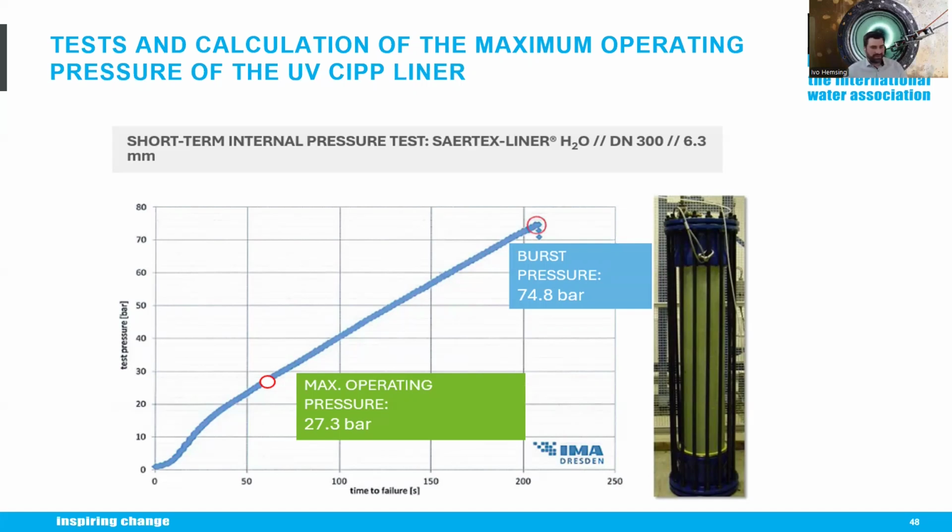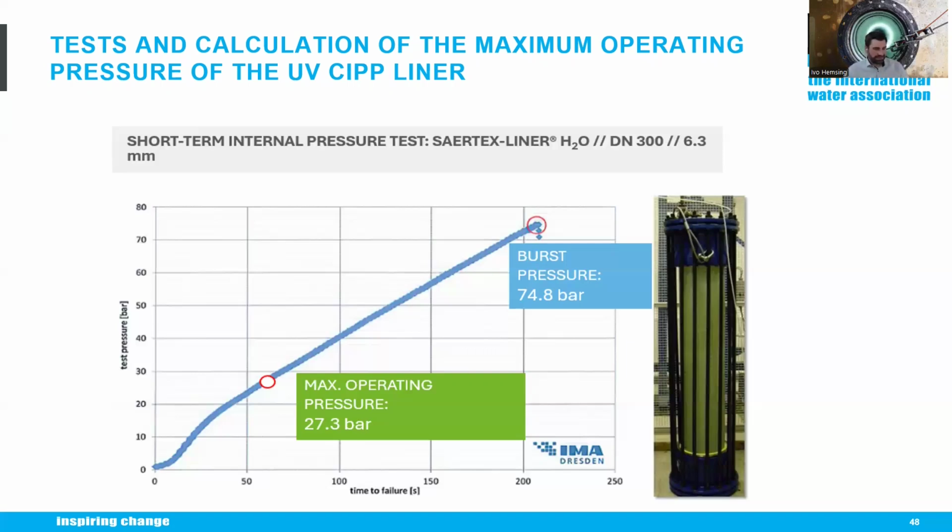Tests. Of course, the pressure ratings or maximum operating pressures of GRP liners are very important for the network operators and owners. They are tested by certified third-party institutes, like here in the picture, the IMA in Dresden, Germany. On the right side, you can see a test stand. In the middle, there is the Zatex liner, without any kind of host pipe, tested. It's a DN300 with a wall thickness of 6.3 millimeters.